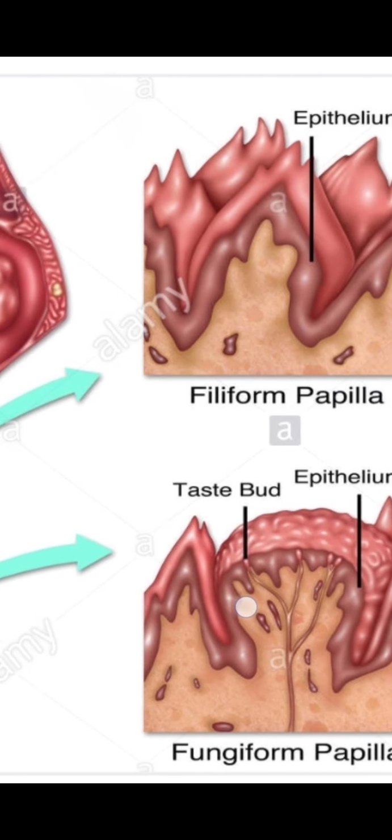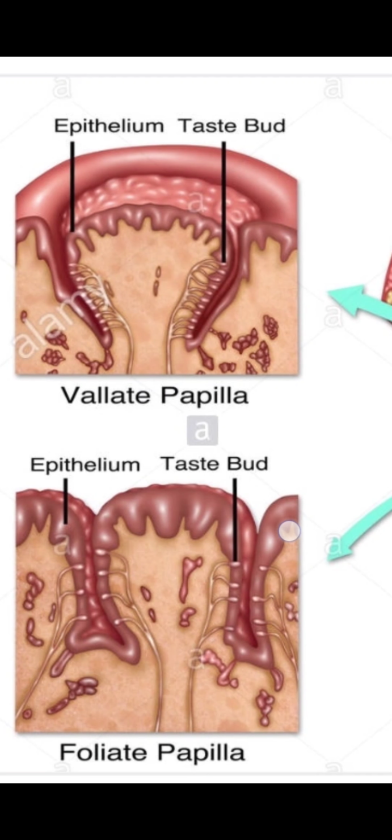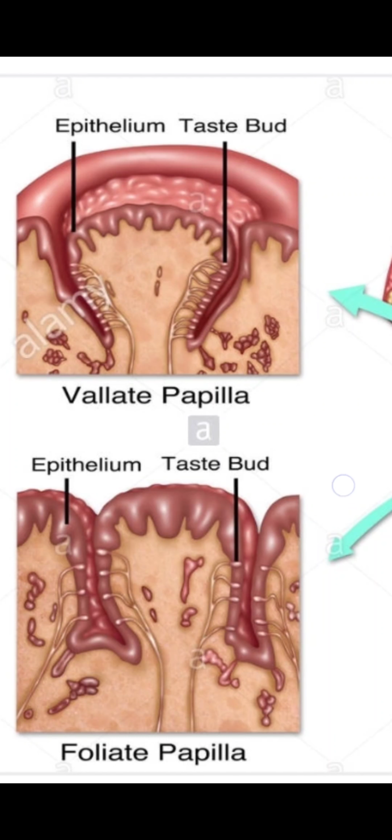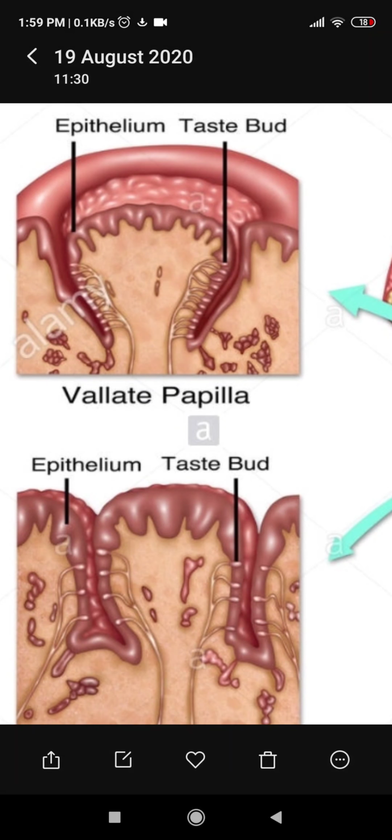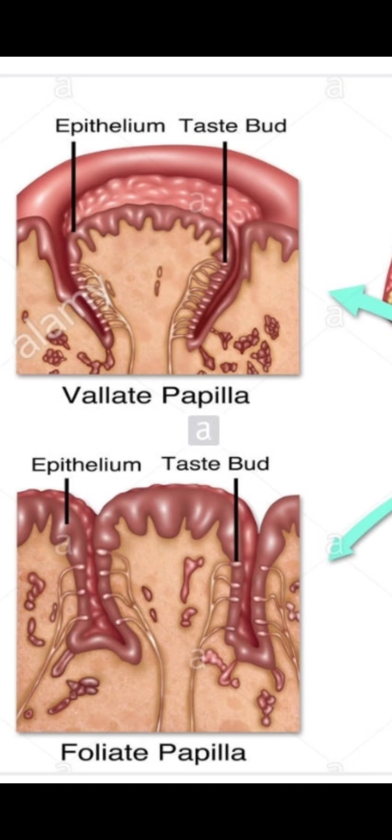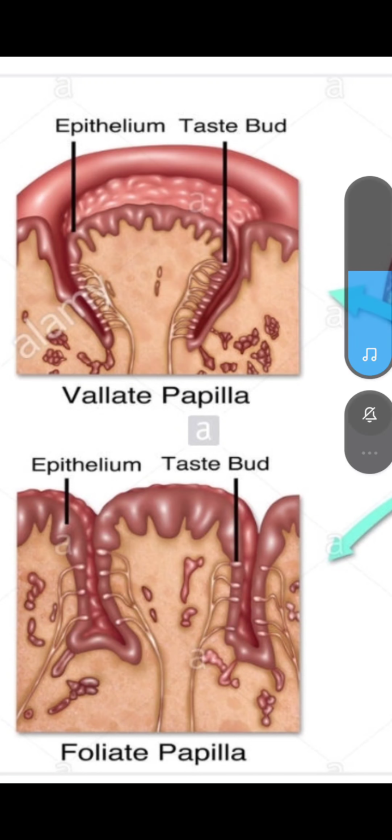Okay, then the foliate papillas. So foliate papillas consist of several parallel ridges on each side of the tongue. They are present on each side of the tongue near the sulcus terminalis, but are rudimentary in humans, especially in older individuals. In children they may be present, but in older individuals they are rudimentary.